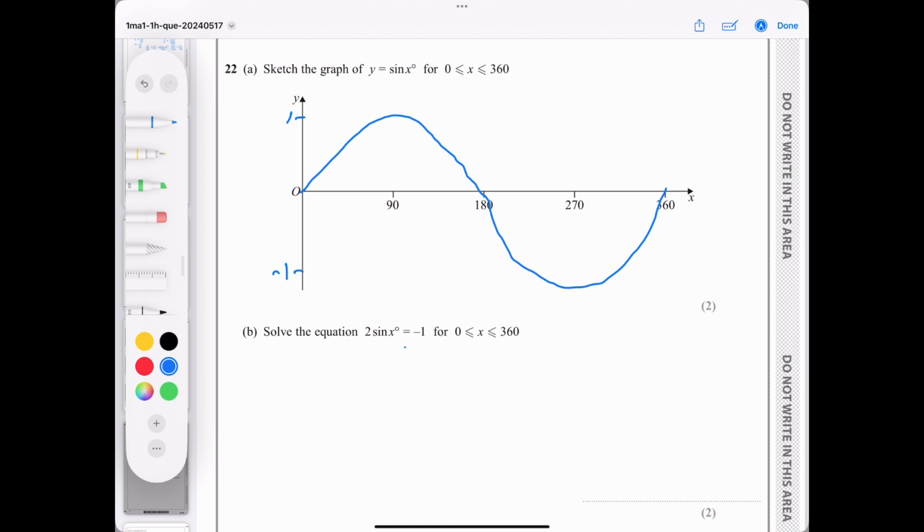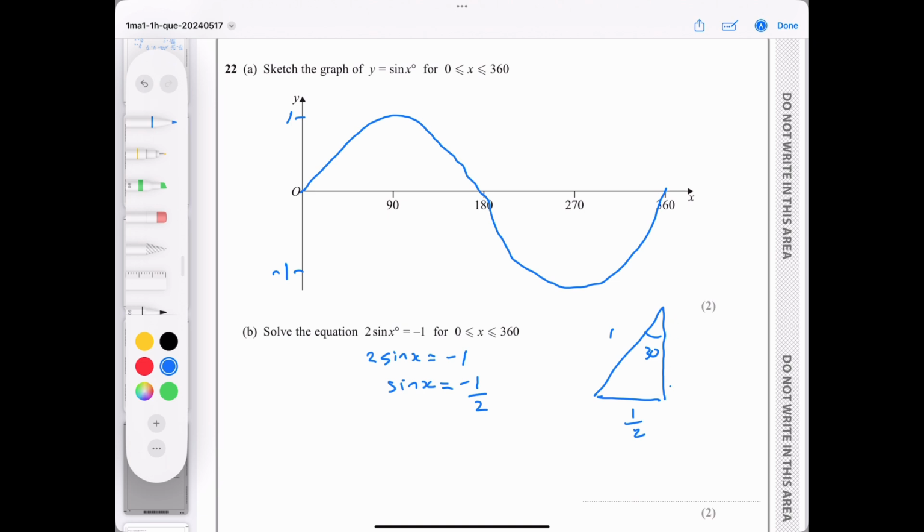Solve the equation 2 sine x equals minus 1, for x between 0 and 360. That means sine x equals minus a half. I know that if sine x is a half, I think I've done this on another video, but if we draw this, if there'd originally been an equilateral triangle, this would be 1, this would be half, and this would be 30.